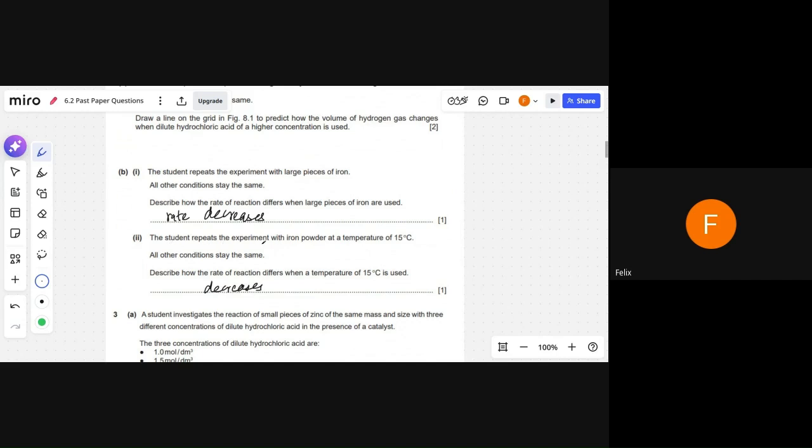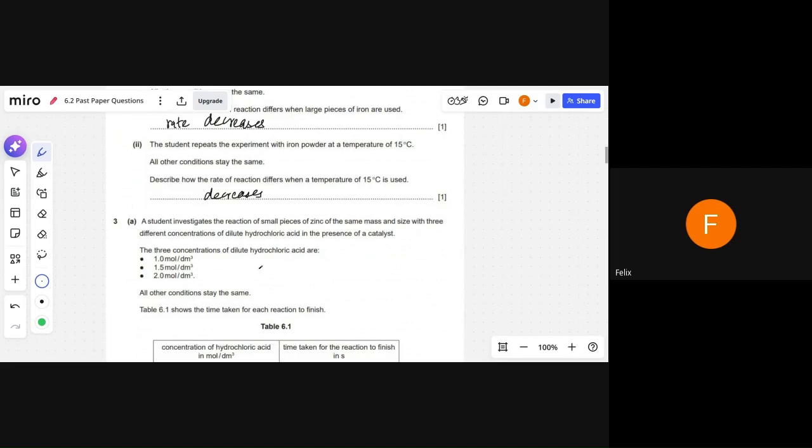The student repeats the experiment with iron powder at temperature of 15 degrees Celsius. All other conditions stay the same. Describe how the rate of reaction differs when a temperature of 15 degrees is used. So we are decreasing temperature so the reaction will slow down. All right, so now we move on to the next one.